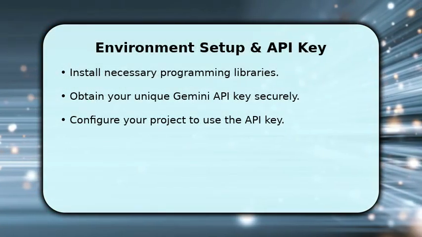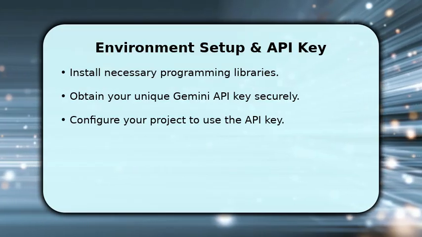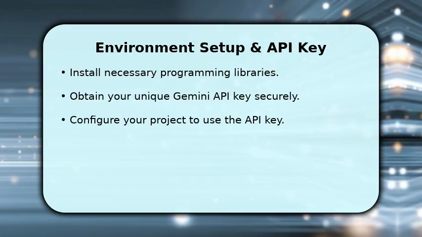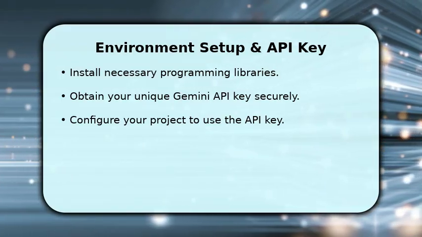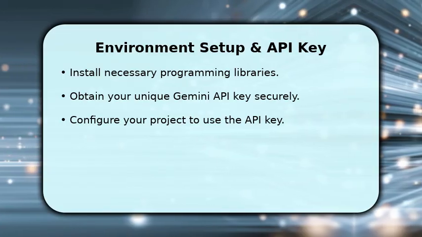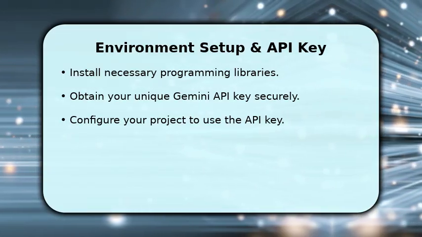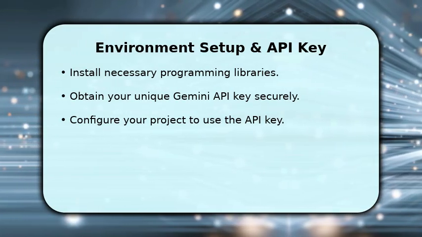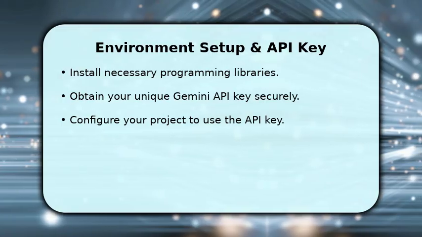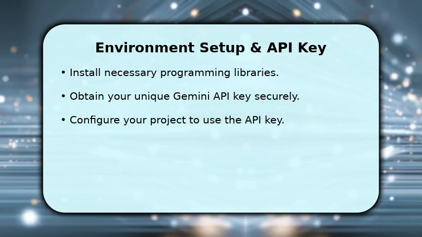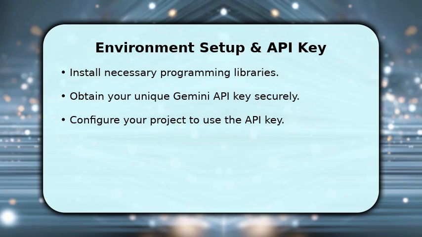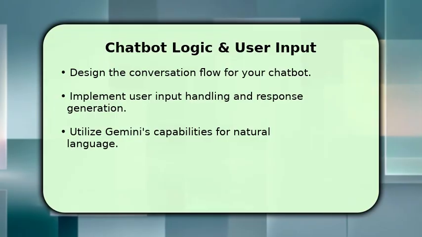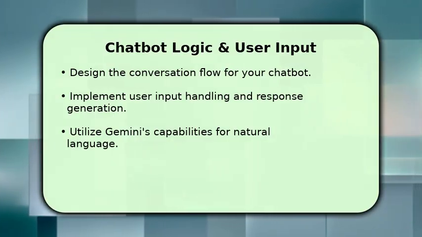To begin, you'll need to install the required programming libraries, which are essential for interacting with the Gemini API. Next, we'll walk through the process of securely obtaining your unique Gemini API key. This key is vital for authenticating your requests. Finally, I'll show you how to properly configure your project to integrate this API key, ensuring seamless communication with the Gemini service.